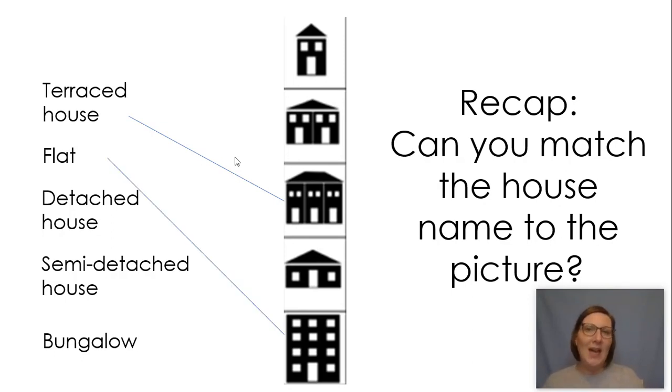And then we have the detached house, which is a house that's not attached to any of the houses. It's all by itself. And that's our detached house. And then we have the semi-detached house, which is two houses together with no other houses either side. And that's our semi-detached. And then we had a bungalow. And a bungalow is just on one floor. It doesn't have an upstairs. It doesn't have any stairs. And that's our bungalow.